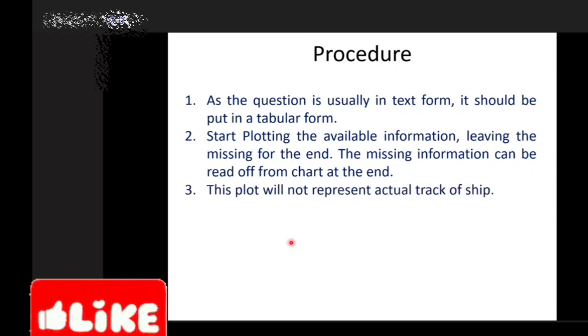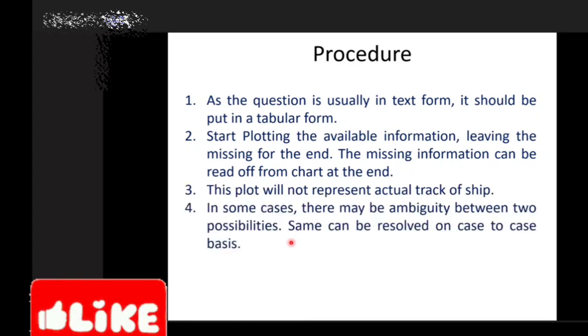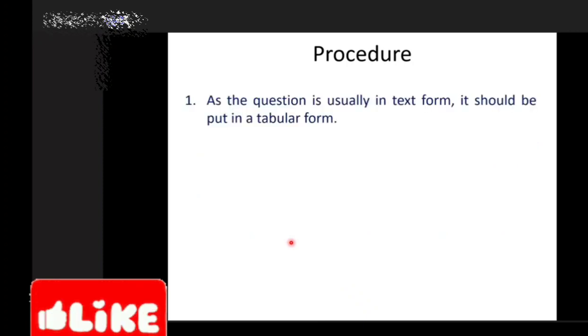The plot will not represent the actual track of the ship. I'll explain that when we take the example. In some cases, there may be ambiguity between two possibilities, and that ambiguity can be resolved case by case, based on further information which will be provided in the question. Okay. Let's look at this question, beta. This is just a hypothetical example.